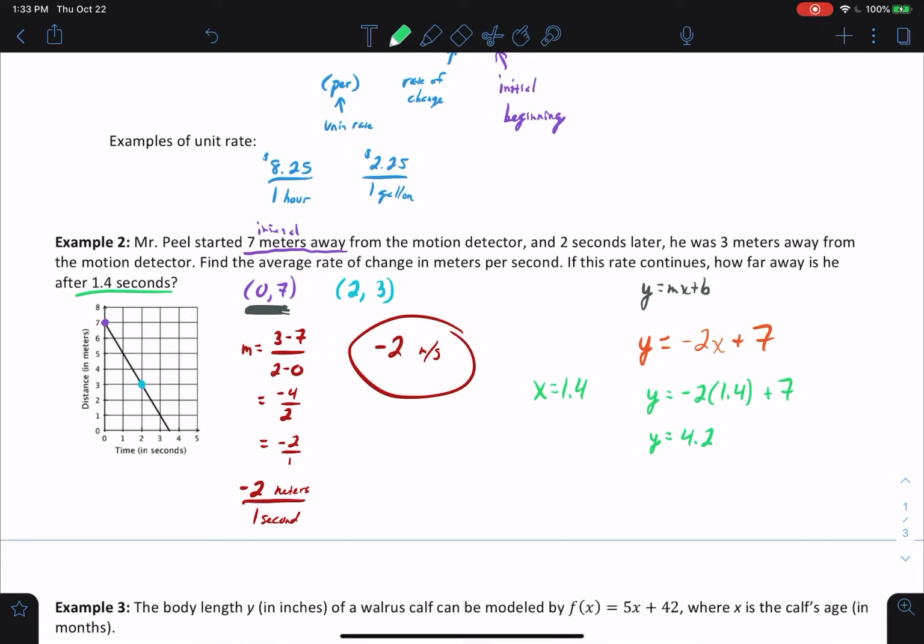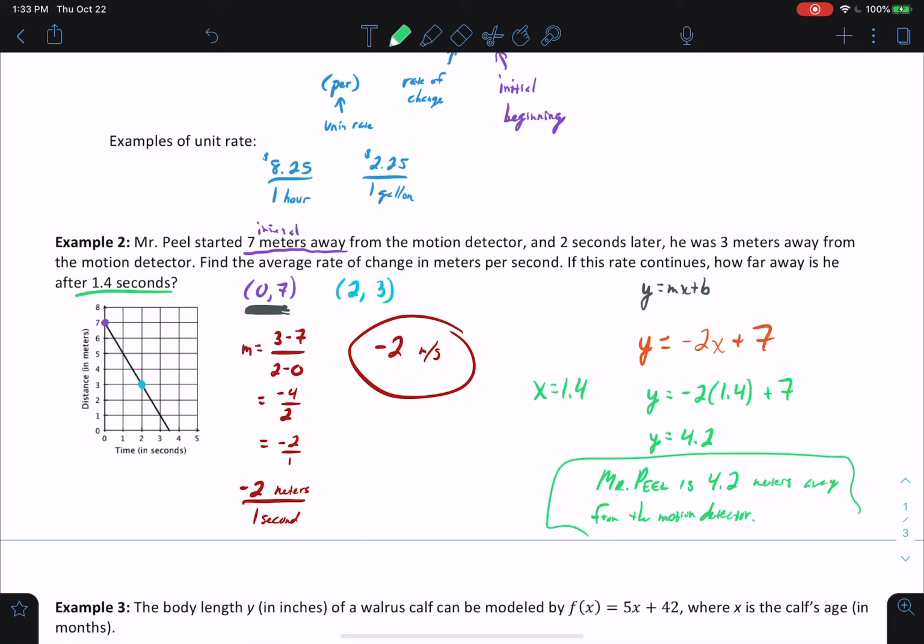4.2. So Mr. Peel is 4.2 seconds away. Or sorry, that's not right. My output represents the distance in meters. So Mr. Peel is 4.2 meters away from the motion detector at 1.4 seconds. So at 1.4 seconds, he's 4.2 meters away from the motion detector.